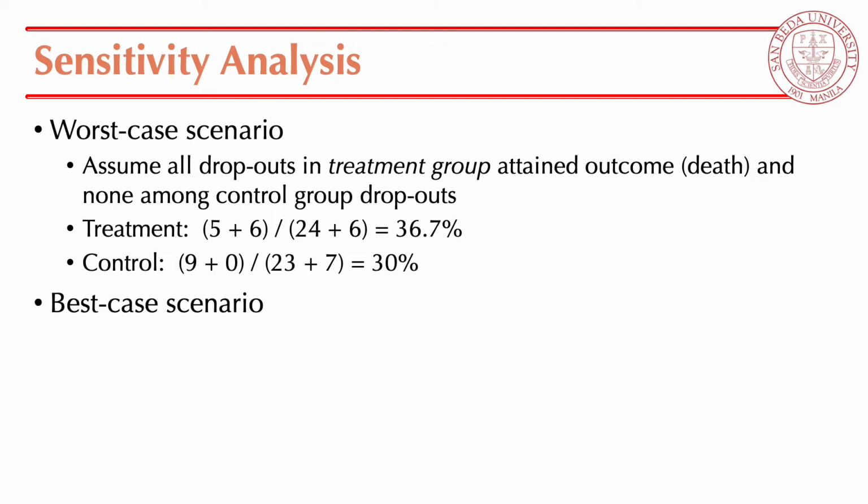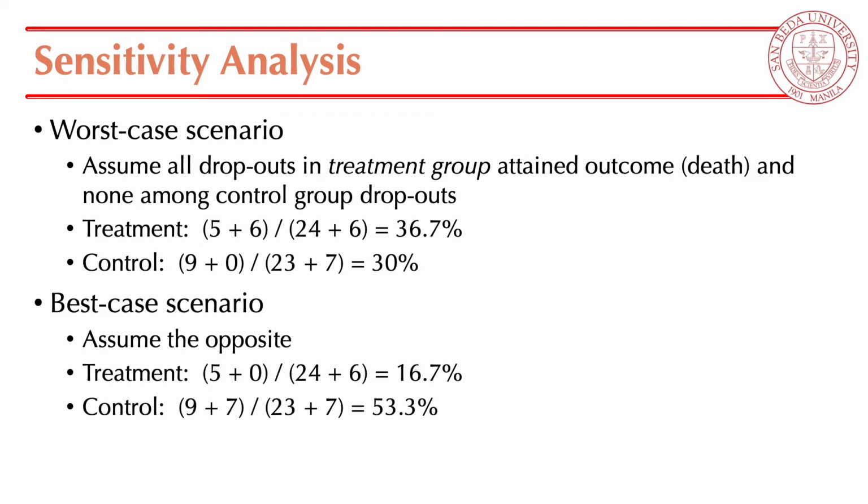Now, in the best case scenario, we assume the opposite of that assumed in the worst case scenario. We assume that all the dropouts in the control group and none in the treatment group died. With that into consideration, the death rate in the control group shoots up to 53.3%, while that in the treatment group is 16.7%.